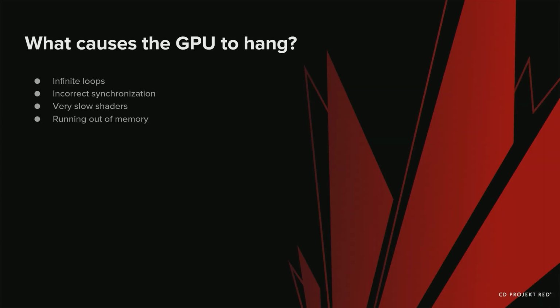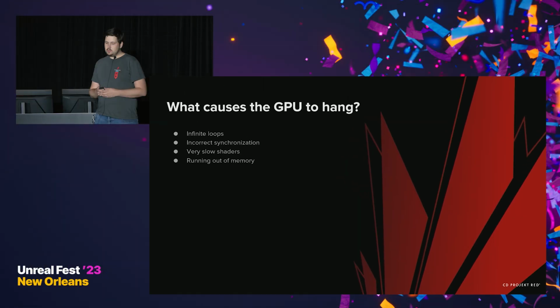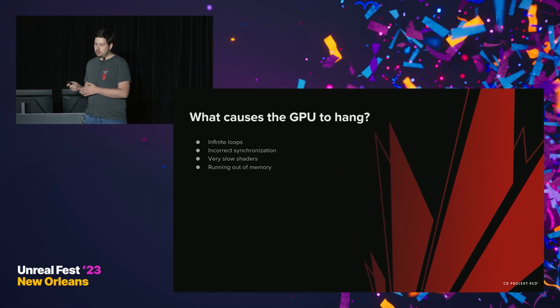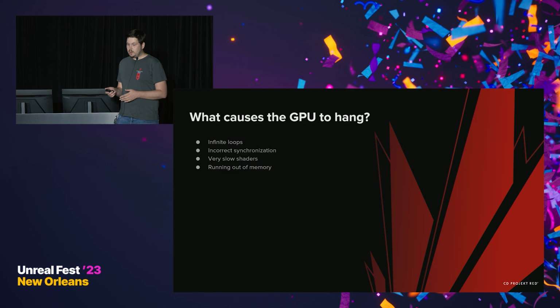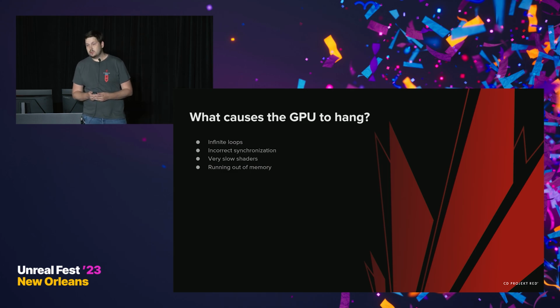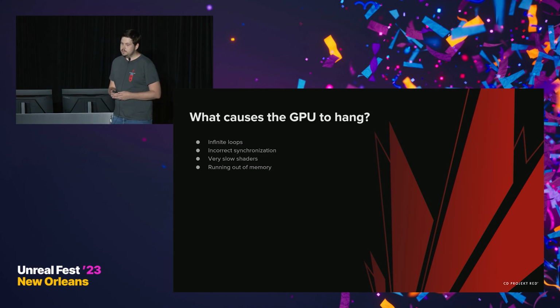The most obvious cause for a timeout is infinite loops, a shader that never ends. This will hang the GPU, as at some point work must finish. Another cause is incorrect synchronization. If the GPU is instructed to wait, but never receives a signal to continue, it will hang. Also very slow shaders, especially shaders like ray marching or ray tracing, can hang the GPU. If they take a long time to finish, they may cause a TDR, even if they would eventually finish.